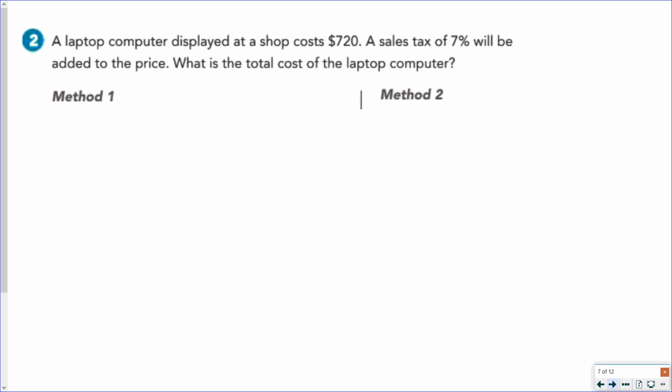So a laptop computer displayed at a shop costs $720. A sales tax of 7% will be added to the price, and we want to find the total cost. So this is very similar to the restaurant question we just answered. Instead of $68.50 spent on food, we spend $720 on a computer. Instead of a sales tax rate of 8%, we have a sales tax rate of 7%. We made 8% 0.08, so we're going to make 7% 0.07. We multiplied 68.50 by 0.08, so we're going to multiply 720 by 0.07.